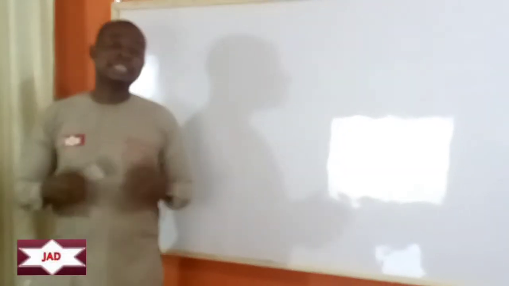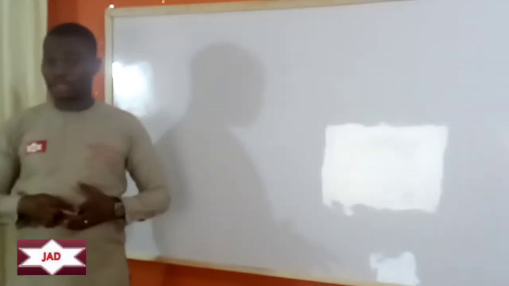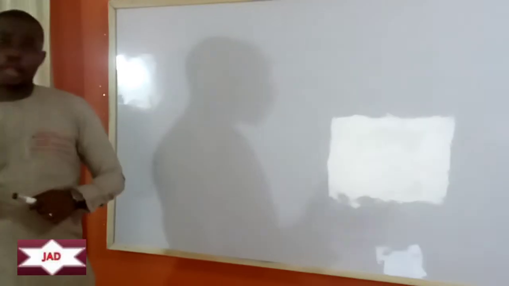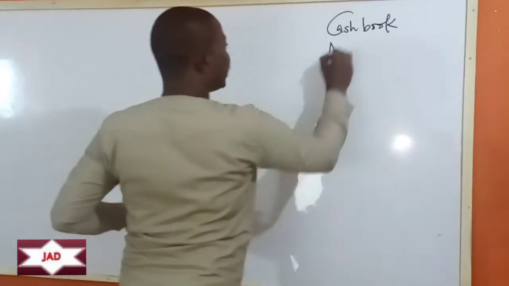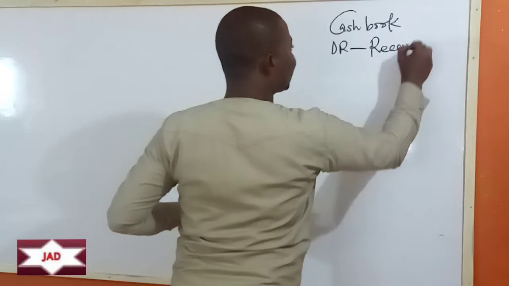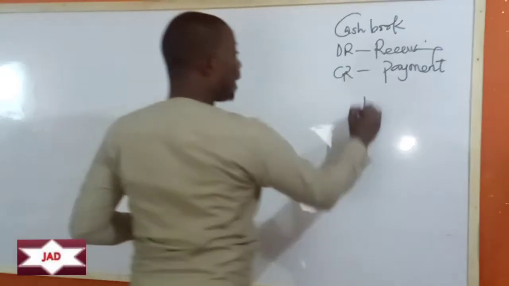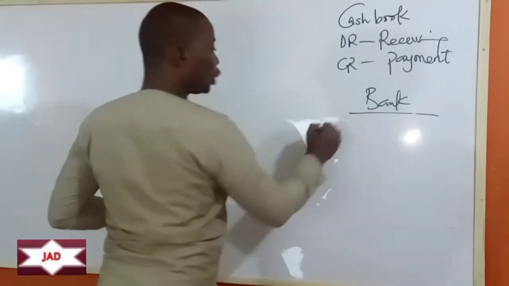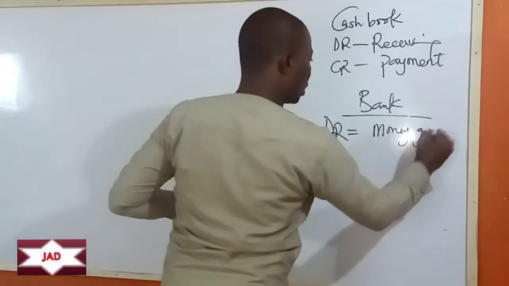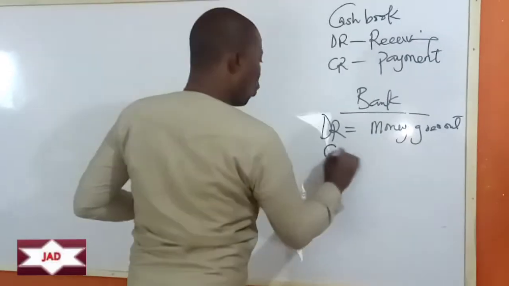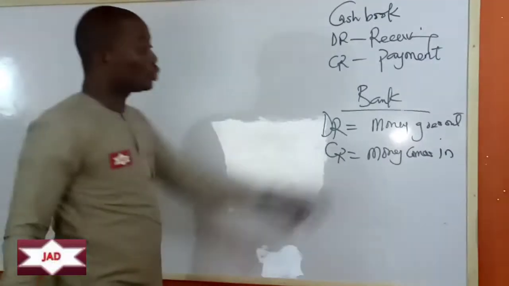But because it is very possible that the balance that the bank statement has will be different from the cash book balance, that is why we prepare the bank reconciliation statement. You must note as well that your cash book remains the same. You're debiting when you're receiving, and then you're crediting when you're making payment. Now what the bank does is that when money goes out of your account, the bank will debit you. When money comes into your account, the bank will credit you.